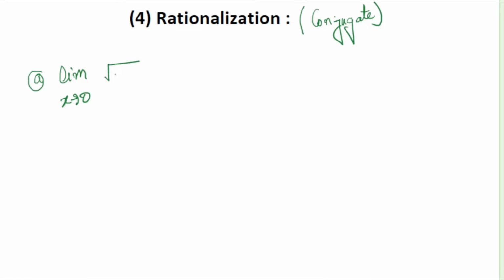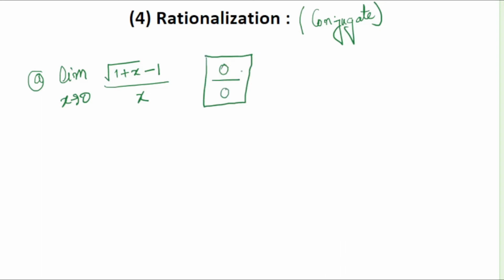The limit as x tends to 0 of the square root of 1 plus x minus 1, divided by x. If we put x tends to 0 inside the square root, x is 0 and only 1 is there inside the square root, so that will be equal to 1. So 1 minus 1 is 0 in the numerator, and in the denominator we again have 0, so it is a 0 by 0 form.